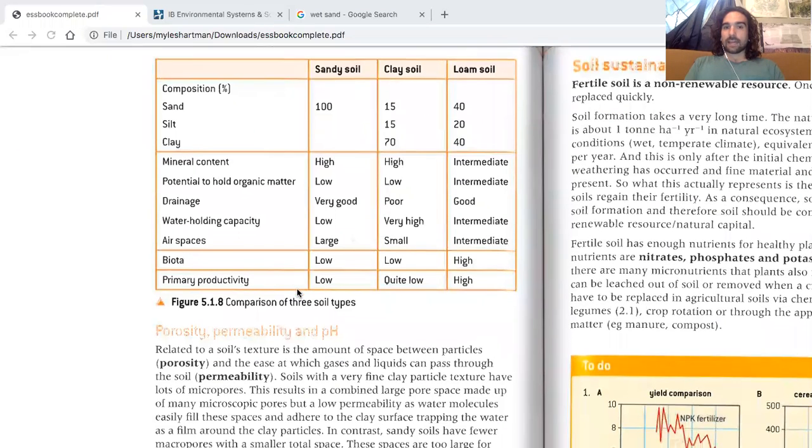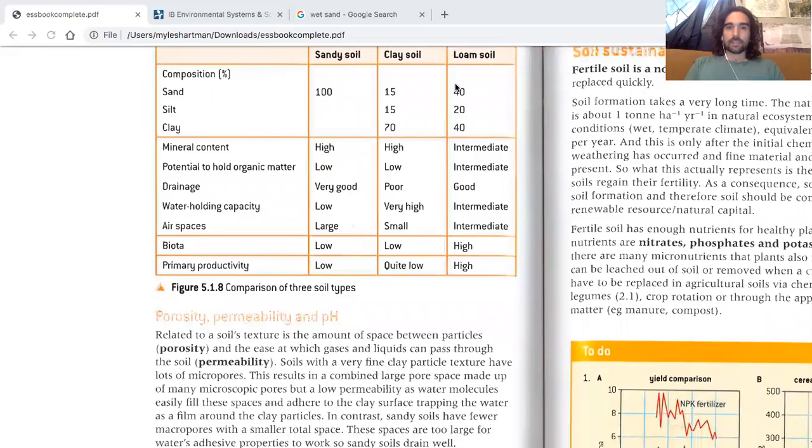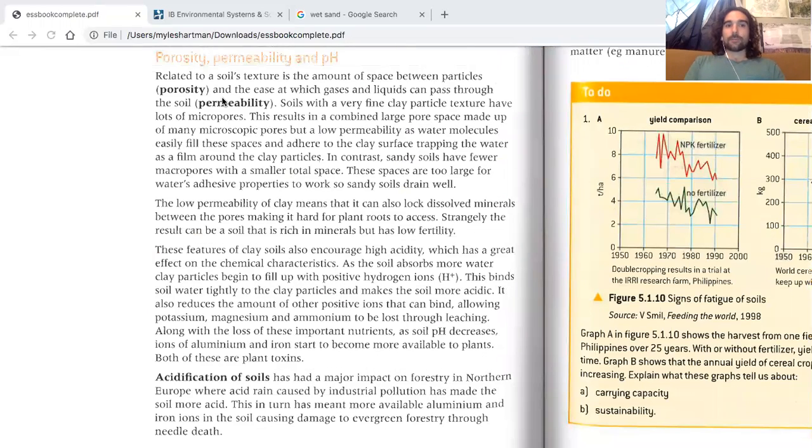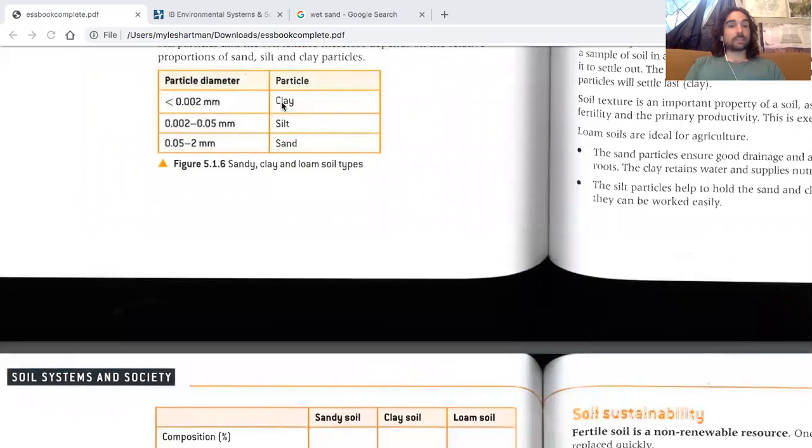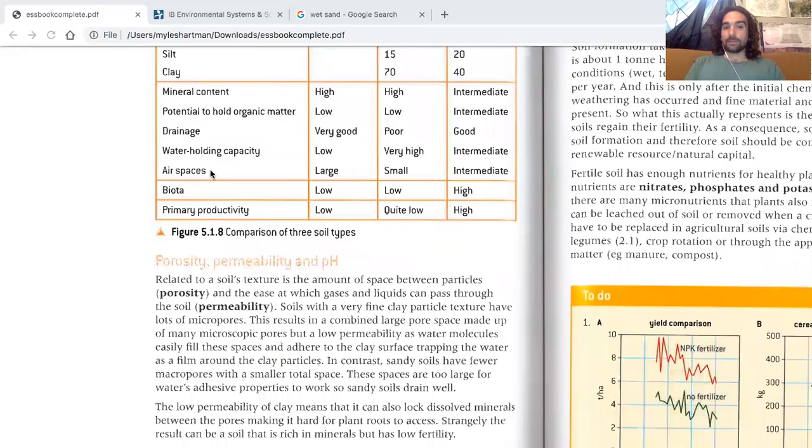Because of that, remember that that can change the space between those particles. Remember we showed that picture about how clay is very small, so there's not a lot of space between them. But with sand, that's not true, right? Sand could be very large, and that has a lot of space and gap between them, right?